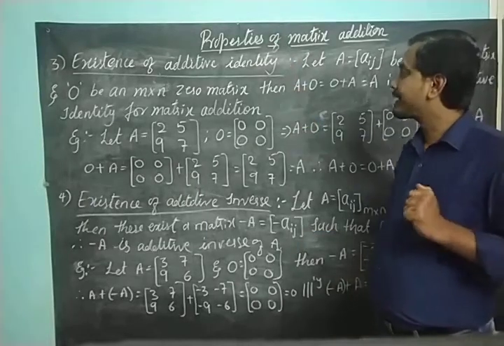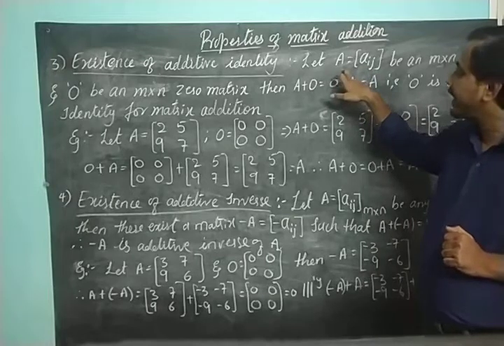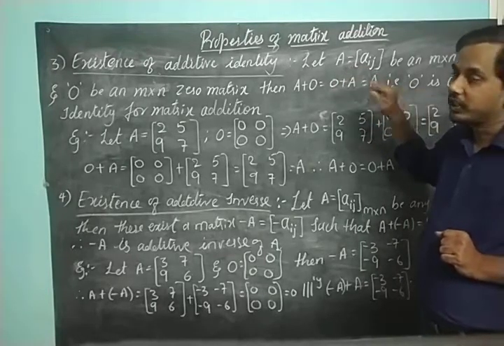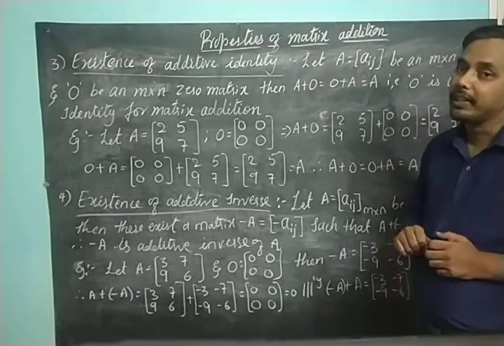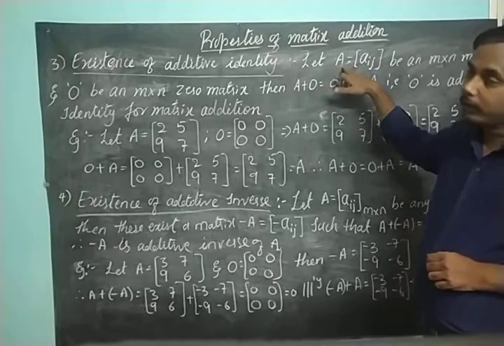In identity matrix, what is the condition? If you add any matrix to A, then the value of that matrix should not change. Then the matrix which is added is called identity matrix of A.